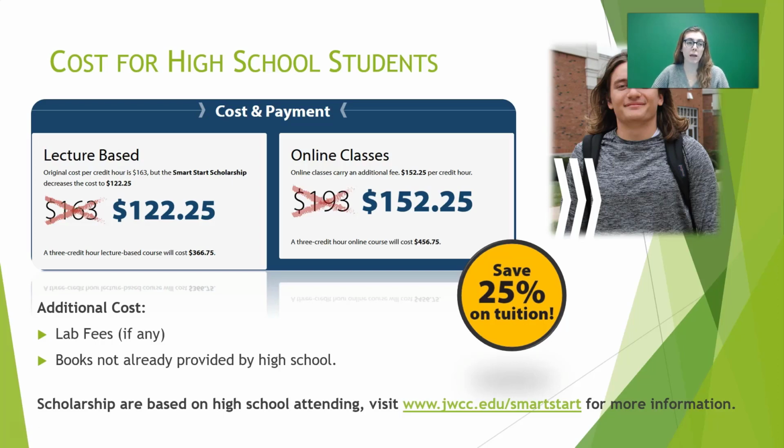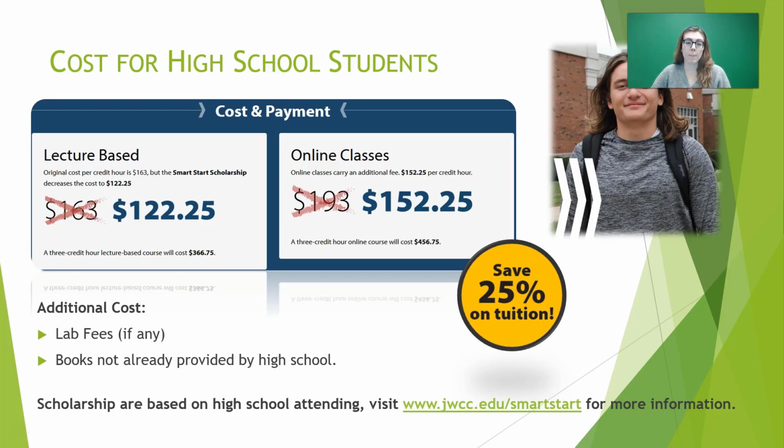When we're looking at lecture-based in the classroom courses, the total cost per credit hour would be $122.25. This includes the 25% discount. Then we can estimate a 3 credit hour course, which most courses will be, is going to be around $366.75. With an online course, there is an additional fee. Per credit hour, the total cost is going to be $152.25.